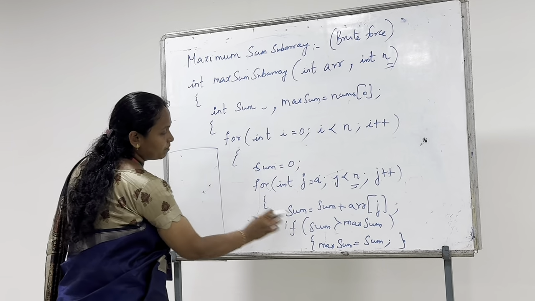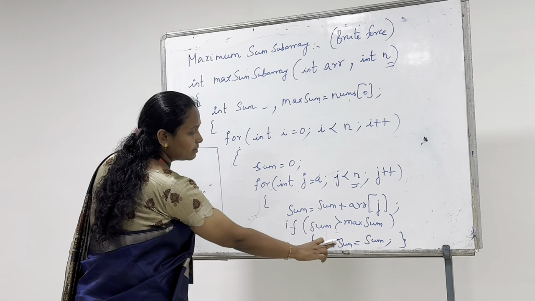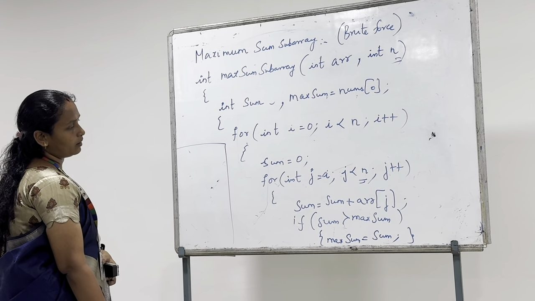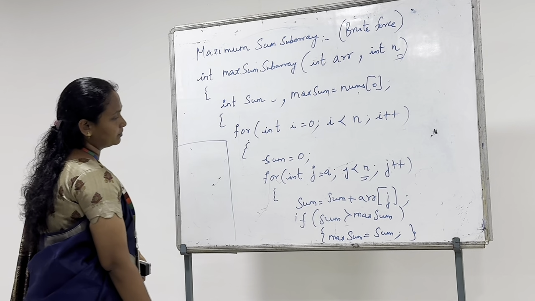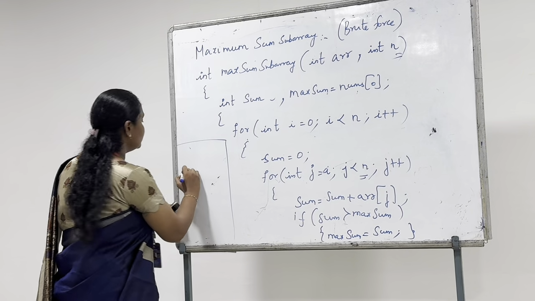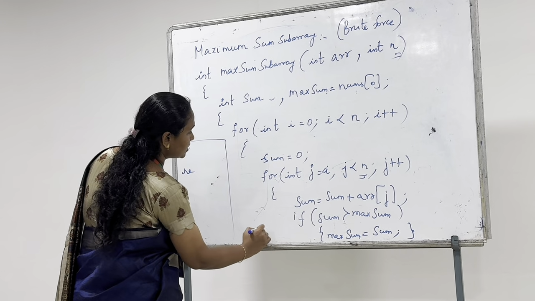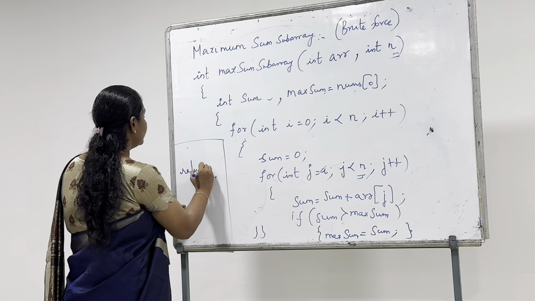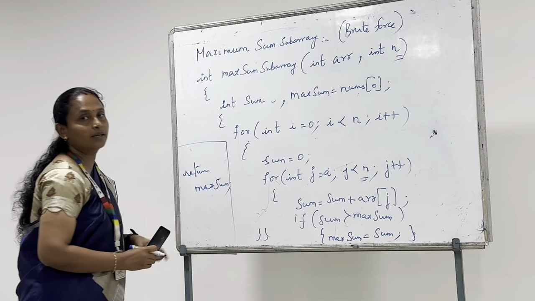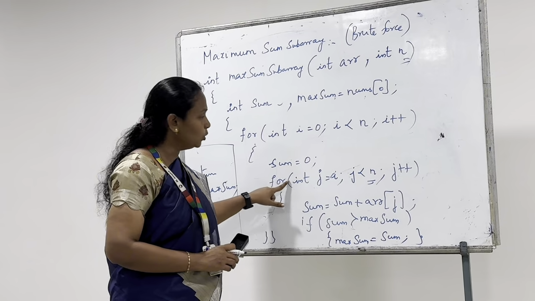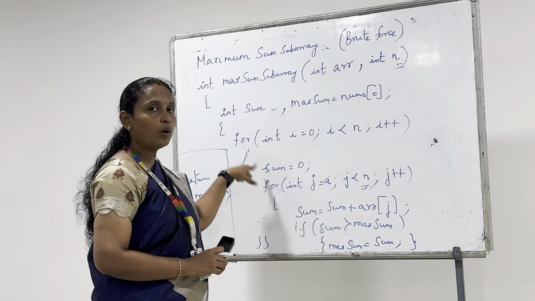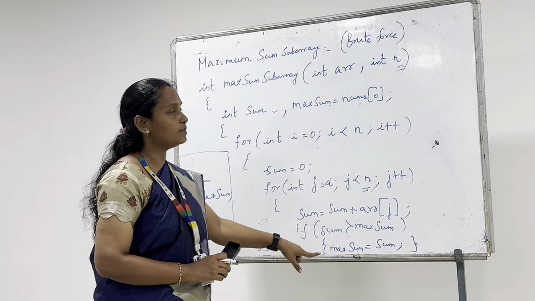Okay, I'll continue here. If sum is greater than maximum sum, the maximum sum is sum. Okay. So finally we need to return the maximum sum. Here we are using two loops, so it should iterate among all subarrays to compute the sum and maximum sum.